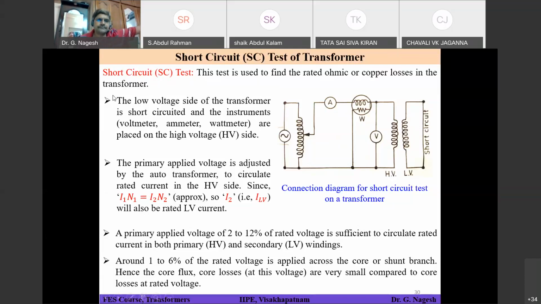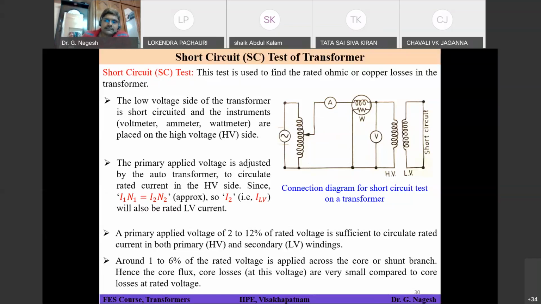Sir, can you explain why rated current is used in the short circuit test performance? Okay, so your question is why the rated current should flow when you are performing the short circuit test. Is that your question? Yes, sir. Okay, so the copper loss basic formula I have given, right? Simply it is nothing but I square into R. So if I is not rated, okay.